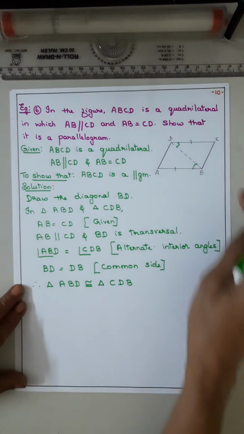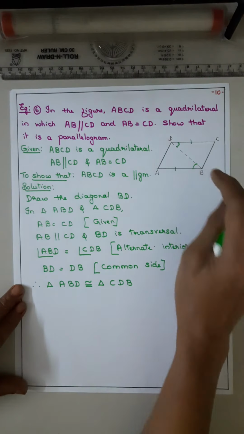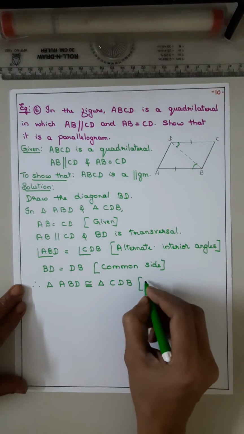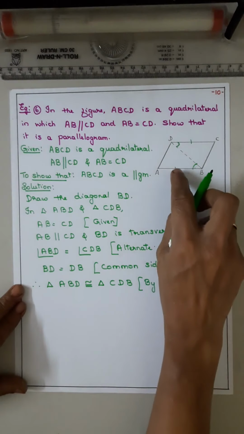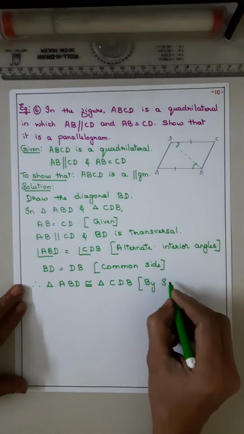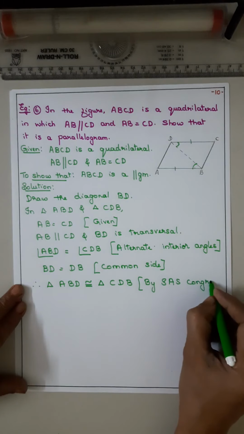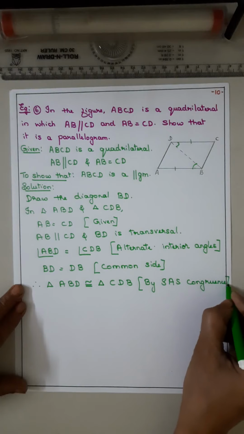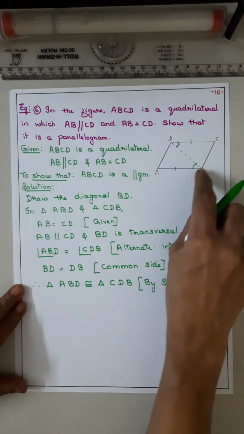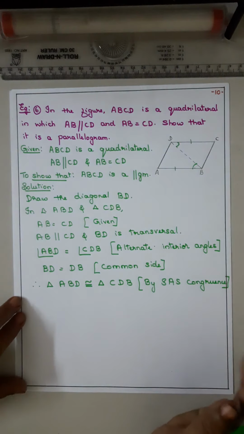ABD is congruent to triangle CDB by which congruence? Side, angle, side. SAS congruence. Remember everyone? So SAS, side, angle, side. Okay, you got this one.